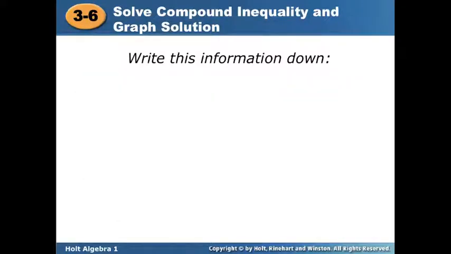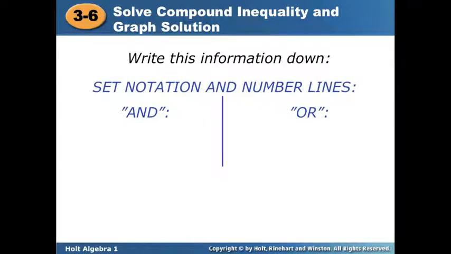You will need to copy this information to your paper. The set notation for an and an or compound inequality look different than what we've been doing so far. For an and compound inequality, the set notation will be the set of all x's such that we'll have a number is less than or equal to x is less than or equal to our number. You'll be able to follow this format for all and compound inequalities.